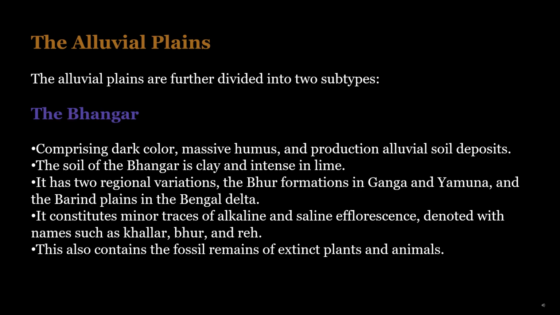The alluvial plains. The alluvial plains are further divided into two subtypes. The Bangar, comprising dark color, massive humus, and productive alluvial soil deposits. The soil of the Bangar is clay and intense in lime. It has two regional variations, the Bhur formations in Ganga and Yamuna, and the Barind plains in the Bengal Delta.